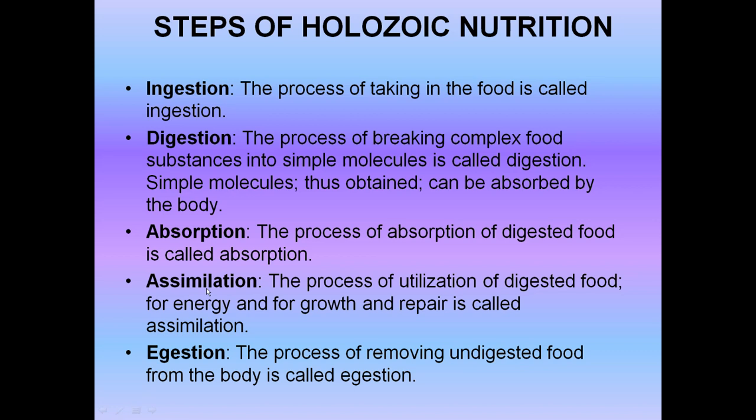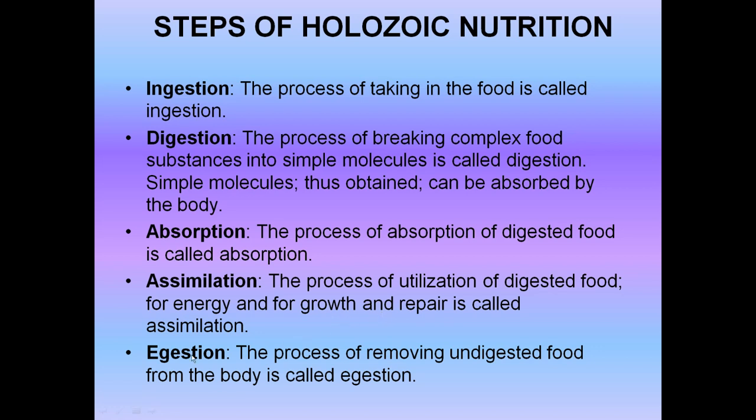What is assimilation? Assimilation refers to the utilization of digested food substance. That is very, very important. In what term the organism used to utilize the digested food substance? In terms of energy. Energy is being provided by the digested food substance, and various nutrients are being required for the growth and repairment of various body organs. So this is very, very important.